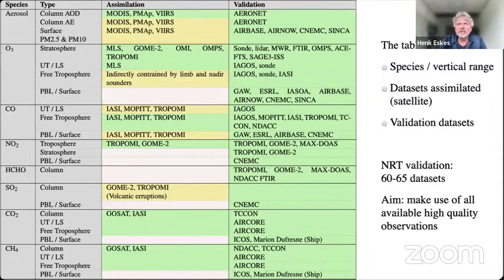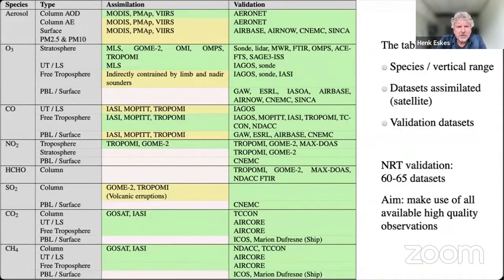Another way to look at the data sets is by listing the species and then show which kind of data sets are assimilated, and that's the third column, and which kind of instruments, which kind of properties are available for validation, and which kind of networks are used for the validation.